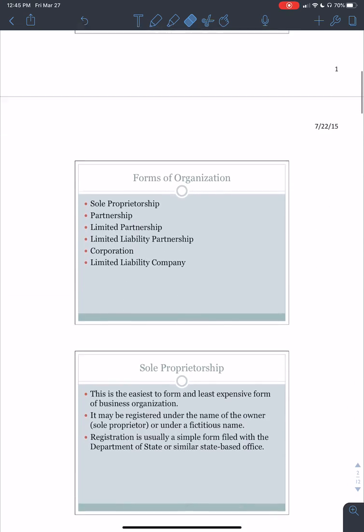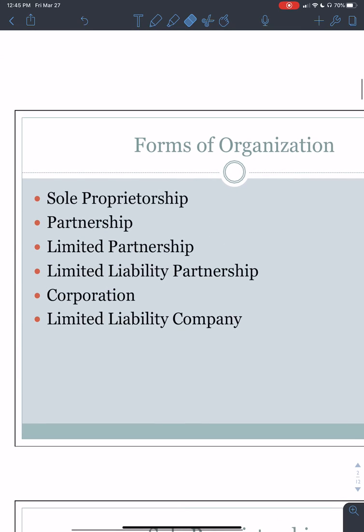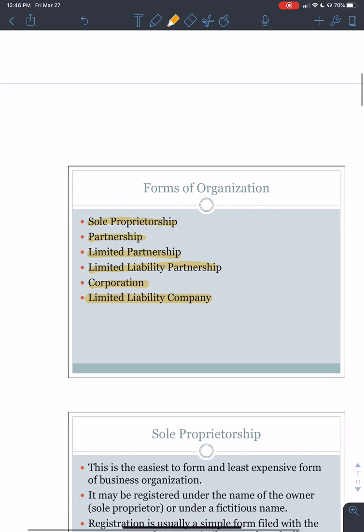All right, so we're going to talk about six forms of business organizations here. There's other forms, but we're going to focus on the six major ones. We're going to talk about sole proprietorships. That's just you as an individual conducting a business. We'll talk about partnerships and limited partnerships. We'll talk about limited liability partnerships. Everybody knows about corporations, and then limited liability companies. Okay, those are our six kinds that we're going to discuss.